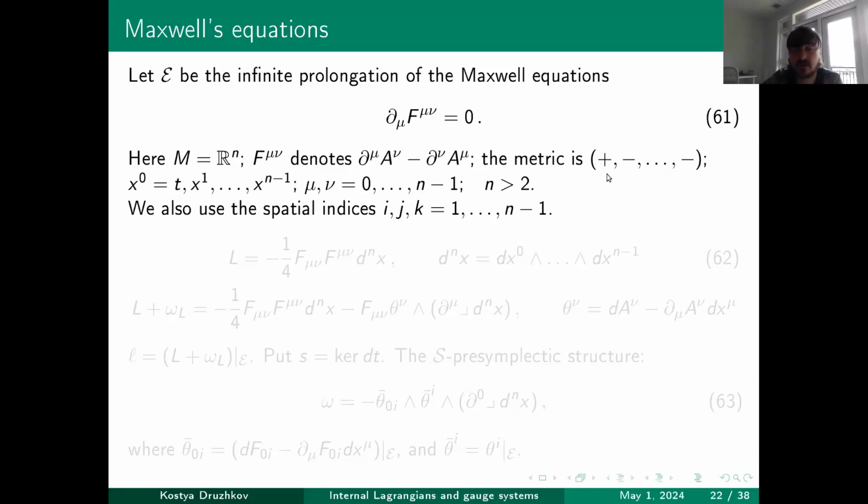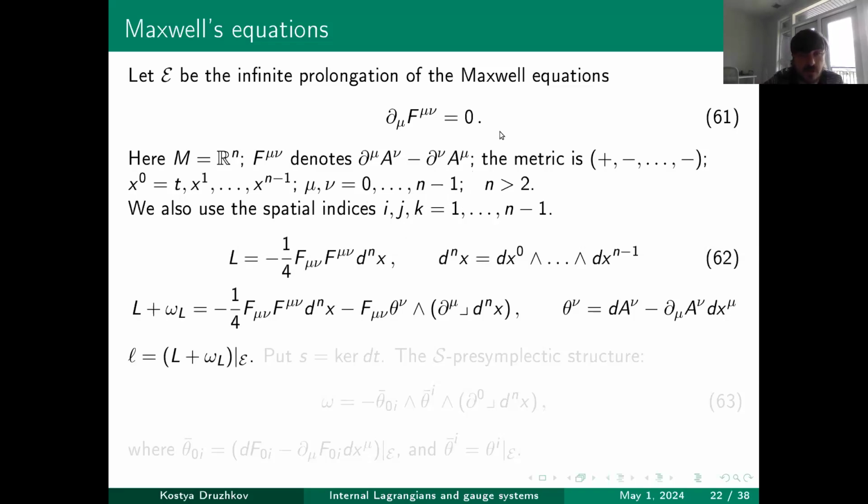We use the diagonal metric, with +1, -1, etc., -1 on this diagonal. Let's introduce coordinates on our base space, x0, x1, etc., x n-1. And mu and nu are indices. They can take all the values, 0, etc., n-1. And we also assume that n is greater than 2. We are going to use the spatial indices i, j, k. They can take all the spatial values 1, etc., n-1.